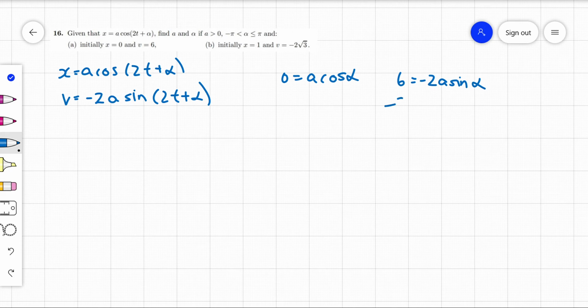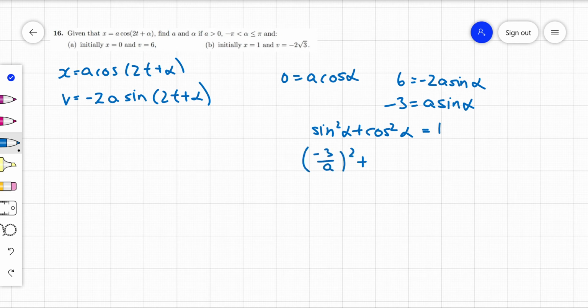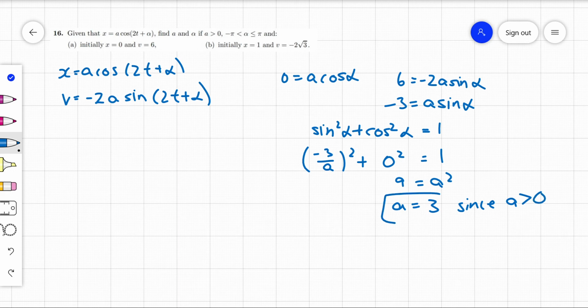Which is really just minus 3a sine alpha. Again, different ways to do it. I might use sine squared alpha plus cos squared alpha, because that has to equal 1, and in this case sine squared alpha is minus 3 on a squared, cos squared is 0 on a, which is just 0. So we know that 9 equals a squared. So a has to be 3 since a, we're told, is greater than 0, so it can't be the negative 3.